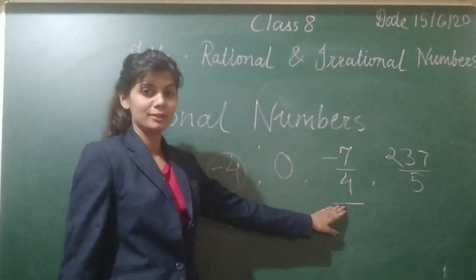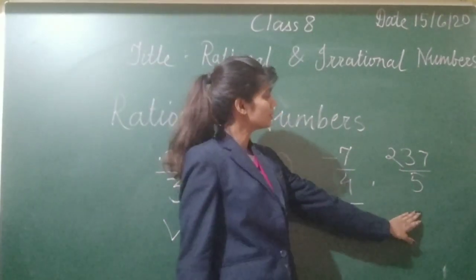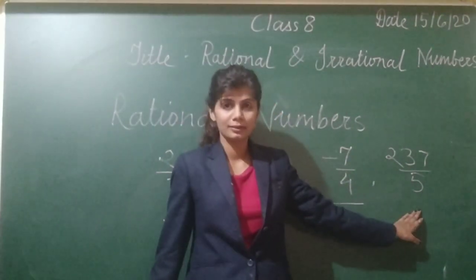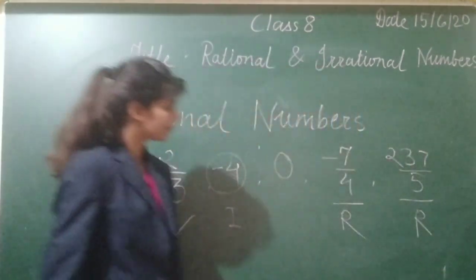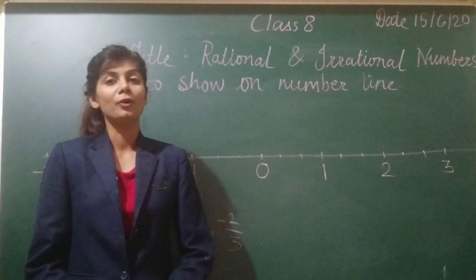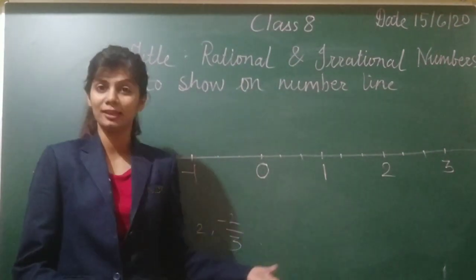Yes, it is a rational number. What about this? 237 by 5. It is also a rational number. So now we are going to see how to show numbers on number line.